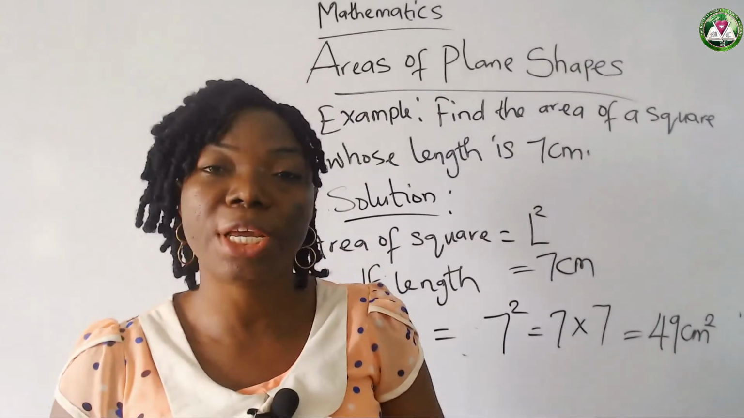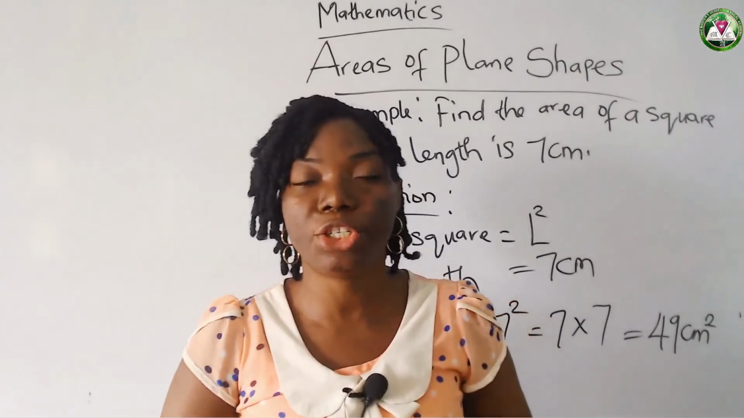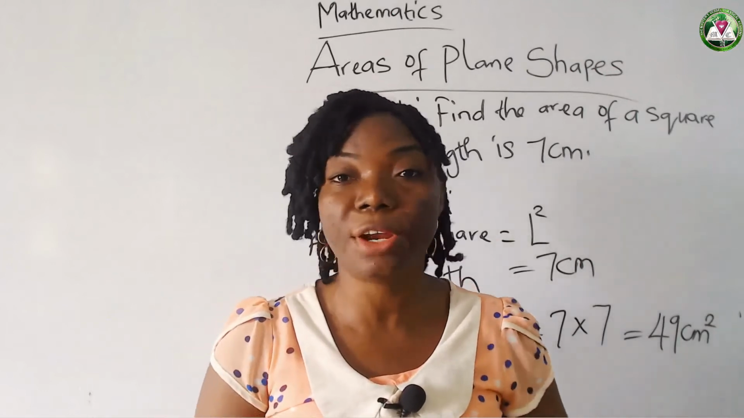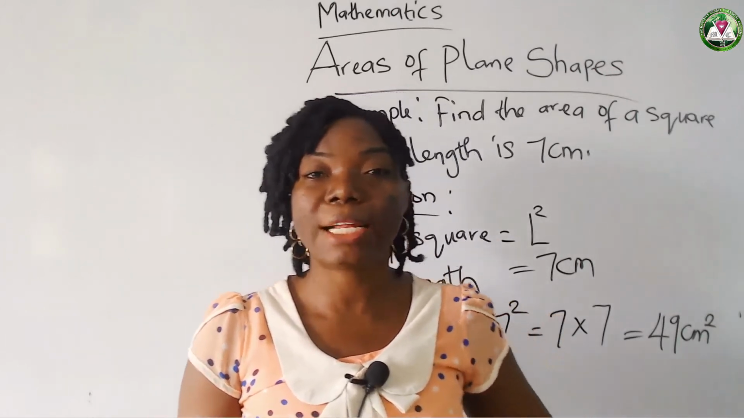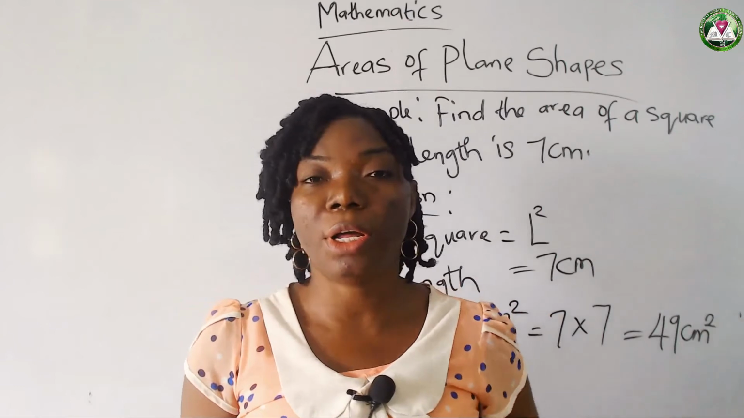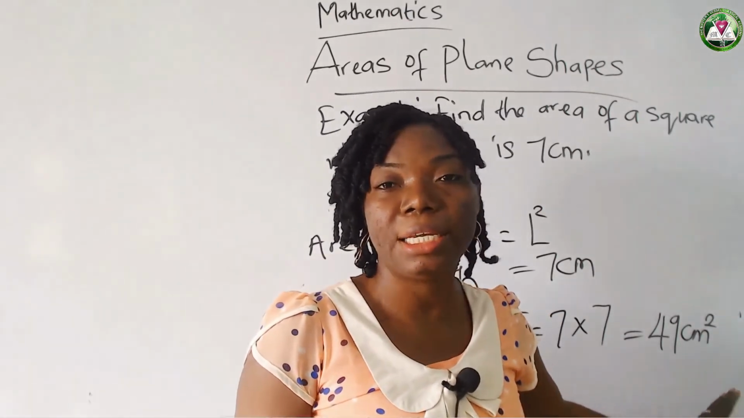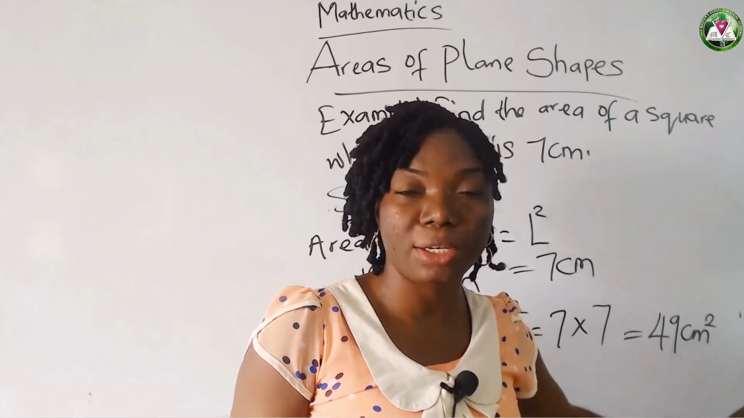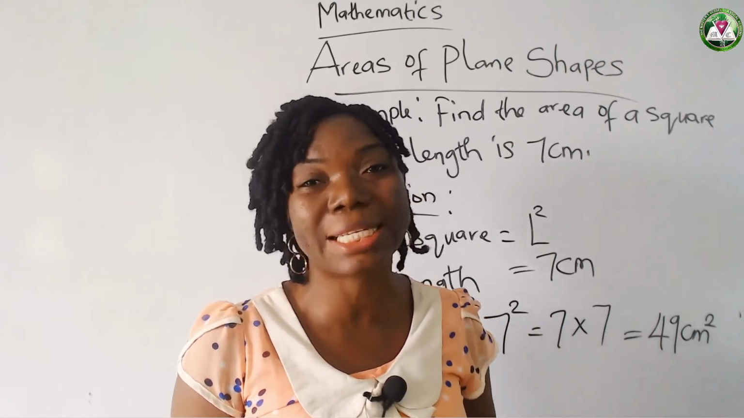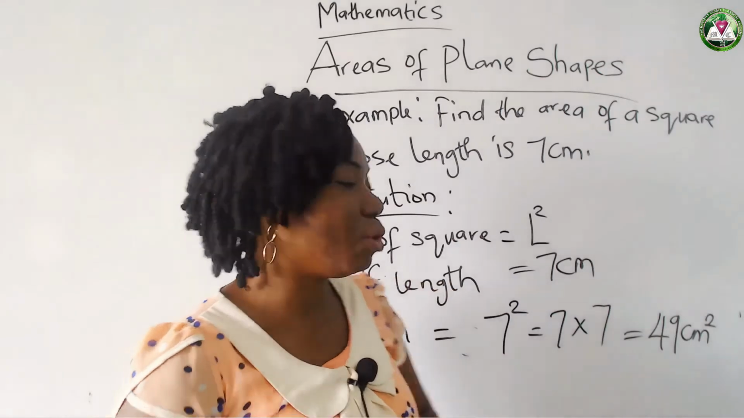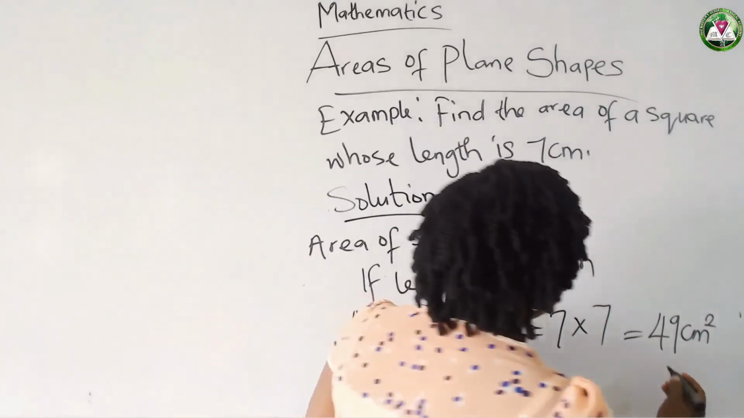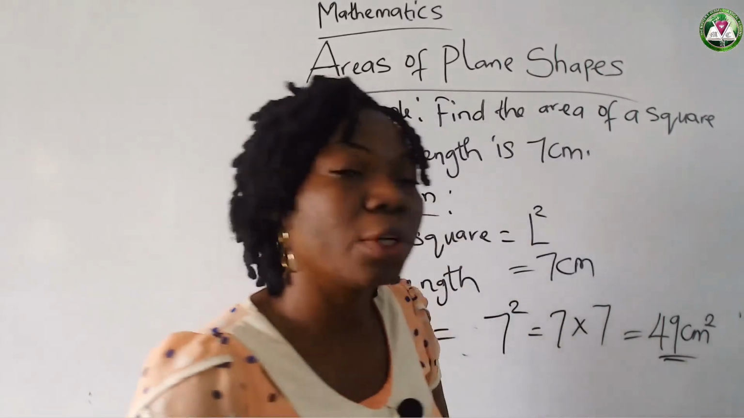Now, have you seen these two here? Whenever you're looking for the area of any shape, whether a plane shape or a three-dimensional shape, the area must end in either centimeters squared or meters squared. Is that clear? Whenever you're looking for area. So 7 times 7 gives us 49.